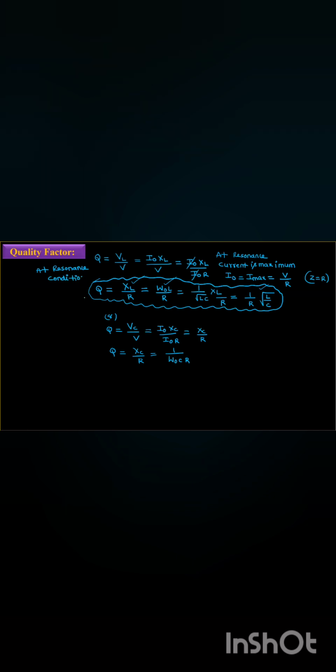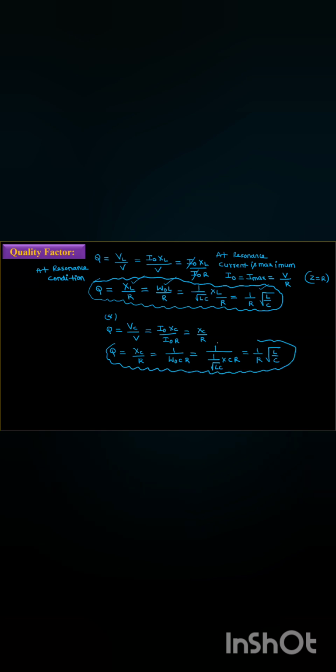At the resonance condition, I am writing X_C equal to 1 by omega C. Then X_C by R is 1 by omega C R. You can write omega naught equal to 1 by root LC, into CR. If you simplify this, we get 1 by R into root LC, and finally 1 by R into root L by C. This is one more formula for the quality factor of a coil. Clear? For example, this note point I am giving students, you have to concentrate.